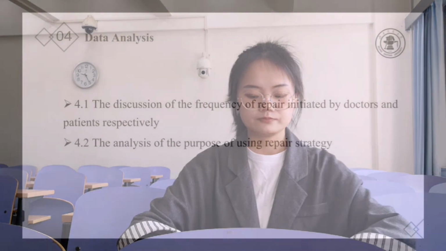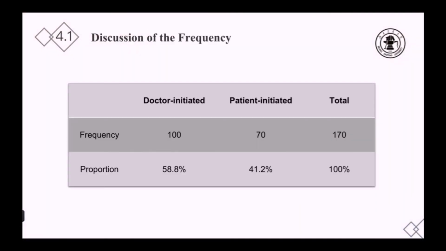The first table is about the frequency of repair initiated by doctors and patients respectively. And the second is to classify the types of purpose of using repair strategy in the process of doctor-patient communication. Now, the first table. This table mainly presents the frequency of repair that doctors and patients use respectively in their communication.